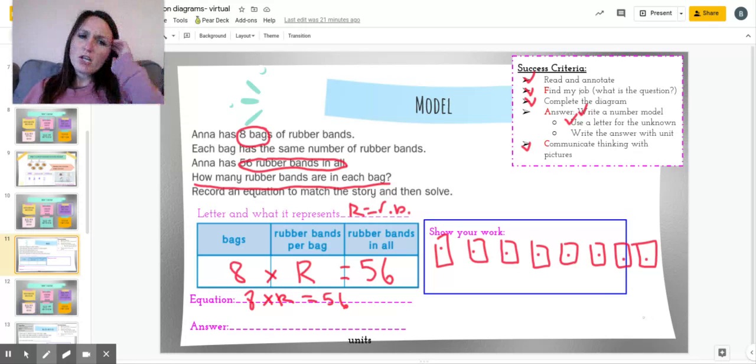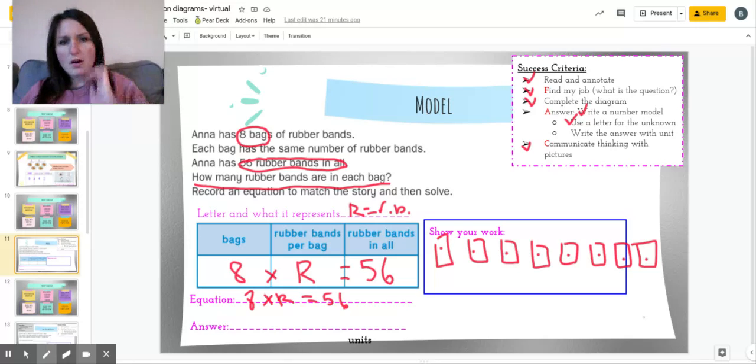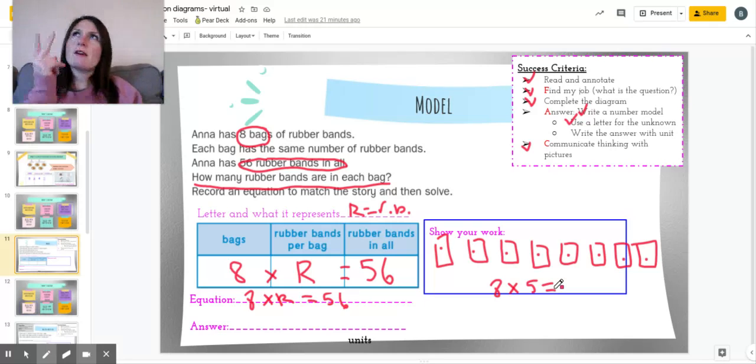Another strategy I can do is say, okay, well, what's 8 times 5? Use my helper facts. Okay, well, 8 times 5, well, that's 5, 10, 15, 20, 25, 30, 35, 40. Okay, so that would equal 40. And then I need to go up to 56. So I need to go up. I need to add another group of 8.